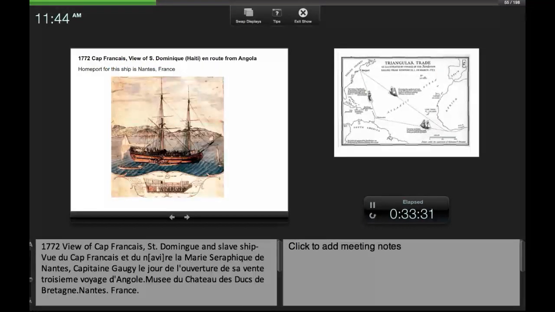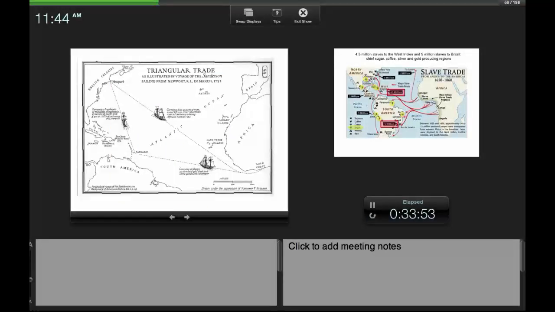This involves everybody. Here is a ship docking off of Saint-Dominique, modern-day Haiti and Dominican Republic. It was from Nantes, France, had just gone to Angola, and was now dropping off slaves to probably harvest sugar. And then in return, they pick up a cask of processed sugar, which would be rum. So it is a global factory system.